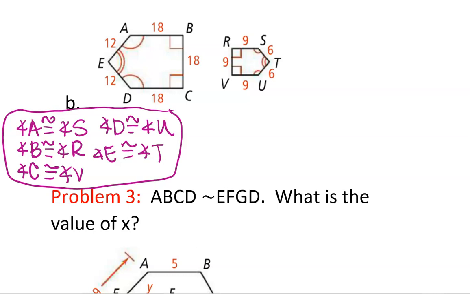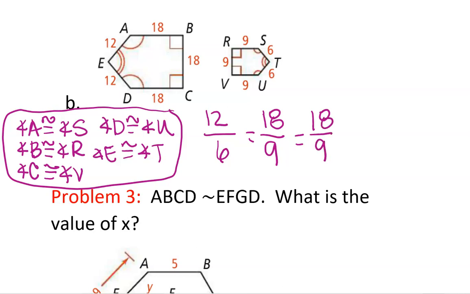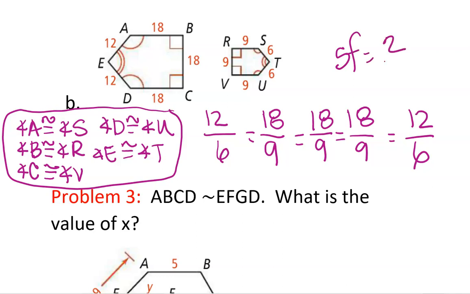So I'm going to go AE is 12. What does that match up with? The ST, which is 6. The 18 on the top matches with the top one on the other, so 18 to 9. Then we can go 18 to 9 again. That's the flat side on the right. 18 to 9 again. And then 12 to 6. Are those all the same? Yeah, they all, if you divide them, you get 2 or 2 to 1. So my scale factor is 2 over 1. Or you can just say 2, it works.